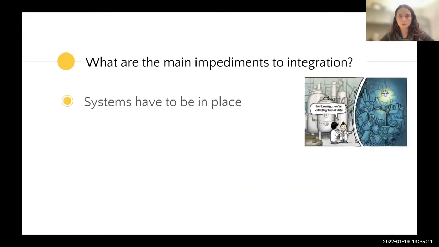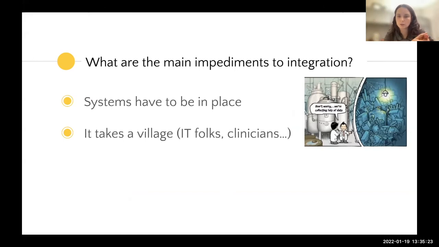So what needs to be done is that the systems have to be in place. It takes a lot of people to make sure that it actually comes to fruition. It's not just the clinical champions and machine learners, but it's also the hospital IT that has to be on board and make sure that the systems run real time.